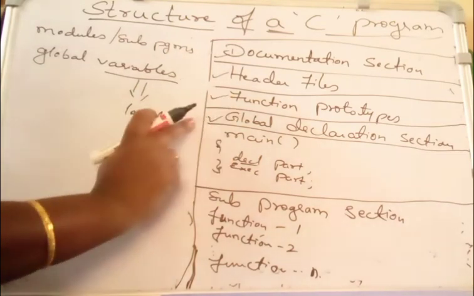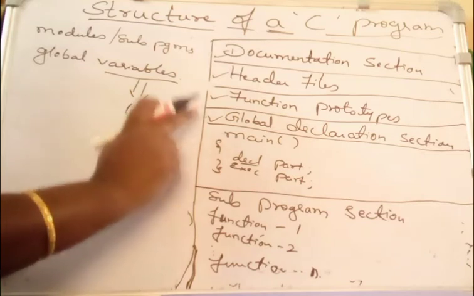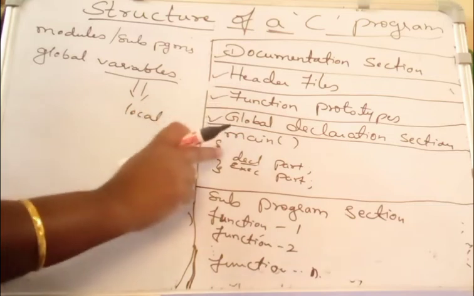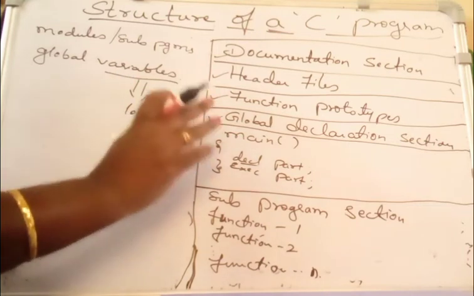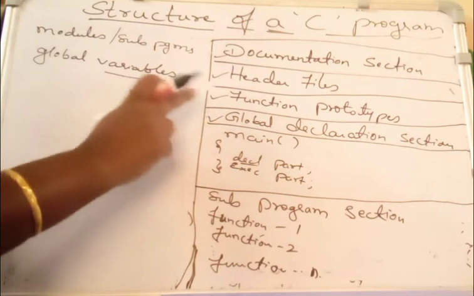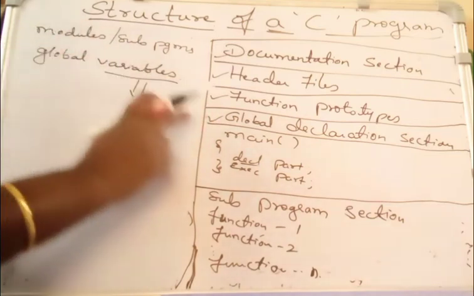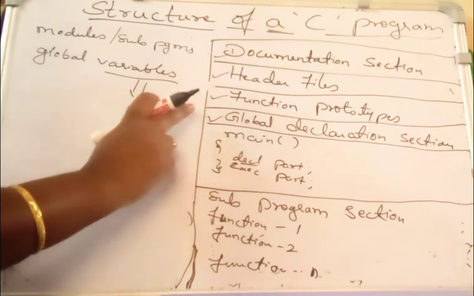Global declaration: when you declare something as global, that particular variable has a scope outside the main function also. Any function can access the globally declared variables. So that is called the global declaration section.